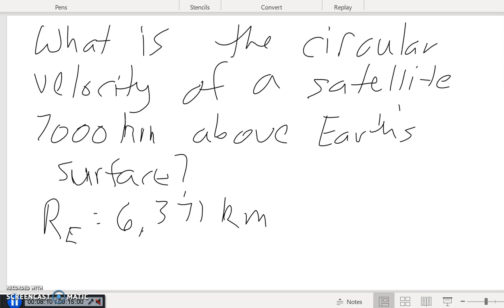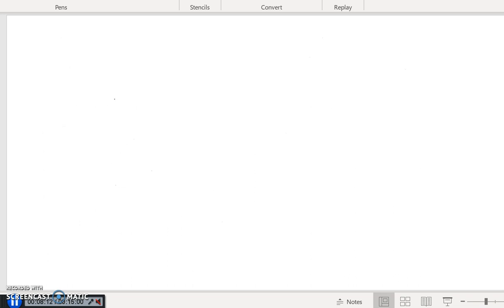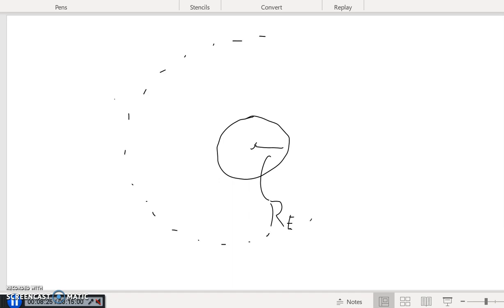Now, here's how this works. So let's say this is the Earth, and there's your radius of the Earth, and the satellite is going to orbit somewhere out here, and the satellite is 7,000 kilometers above the surface.